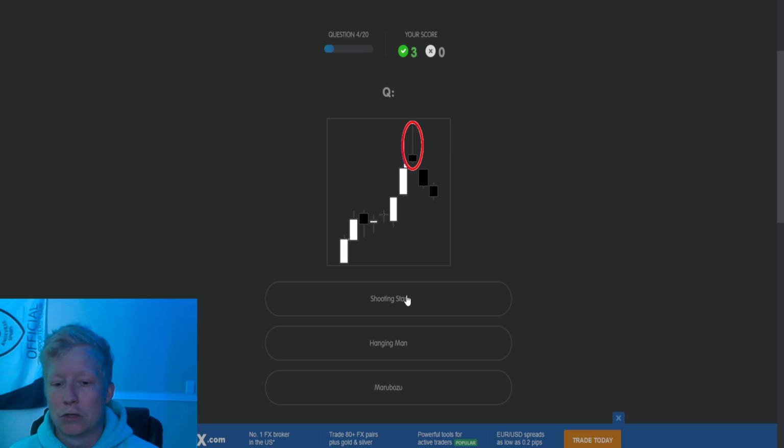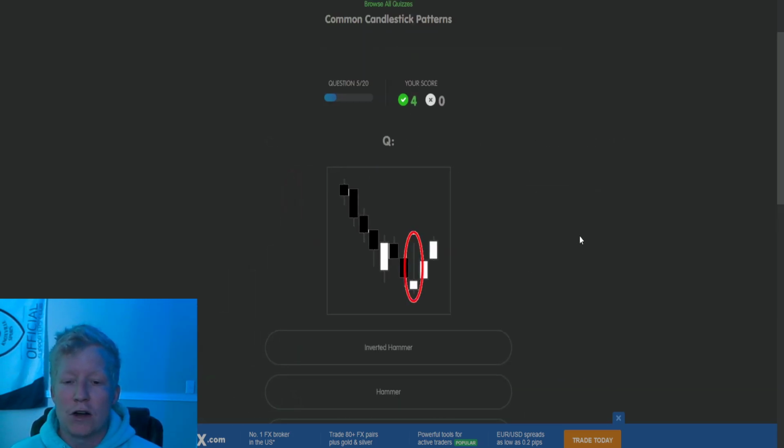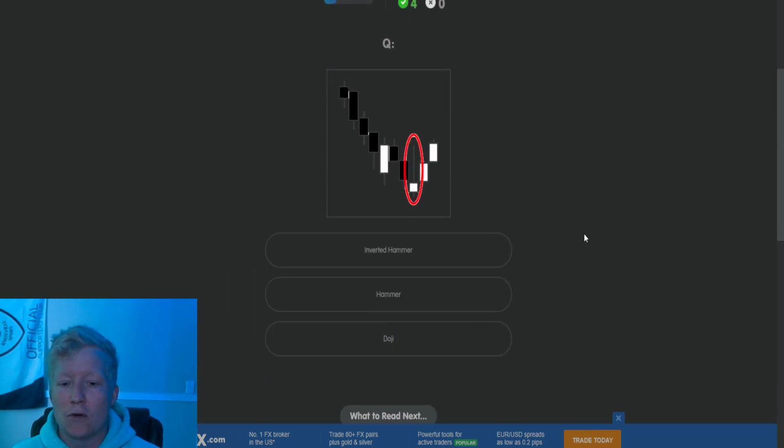Bearish reversal candle, shooting star. Next, we're on question 5. We've gotten 4 out of 4 correct so far.